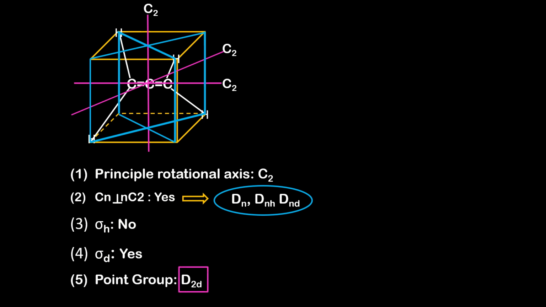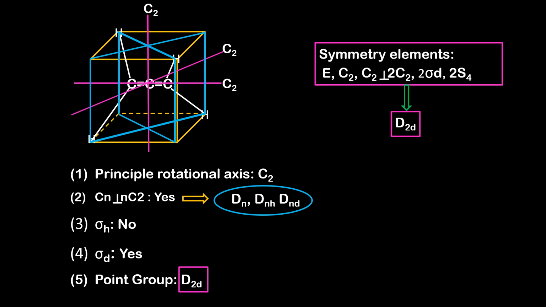These are the symmetry elements for the D2D point group. Here 2 S4 improper rotational axes are present. This is about the point group of the molecule. Next, improper rotational axis in detail we will discuss in our further video lecture.